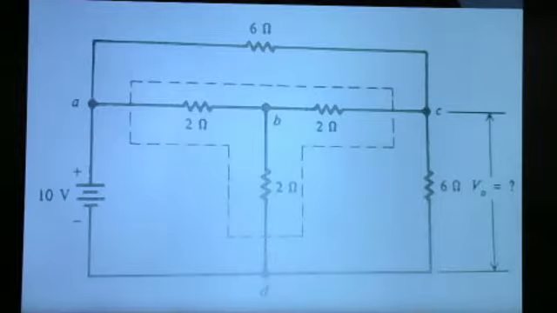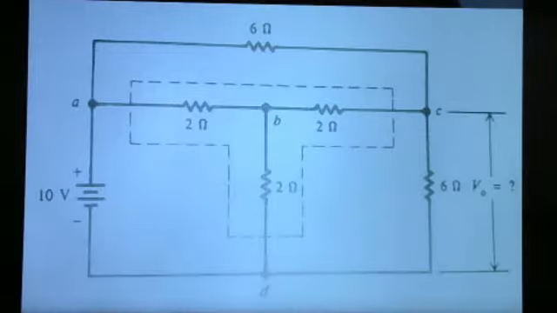Okay, so we have a circuit that looks like the letter T. We have a 10-volt source. Then we have our 2 ohms. We have 2 here, 2, and we have another 2.